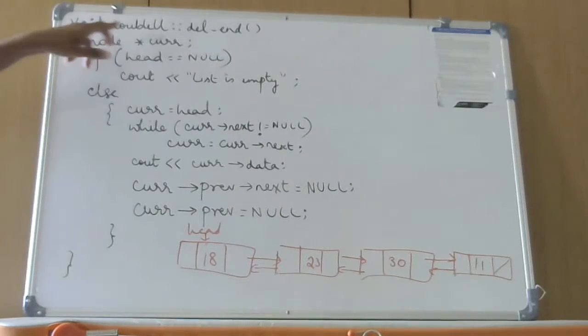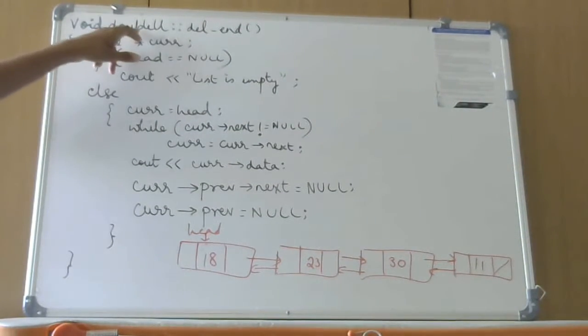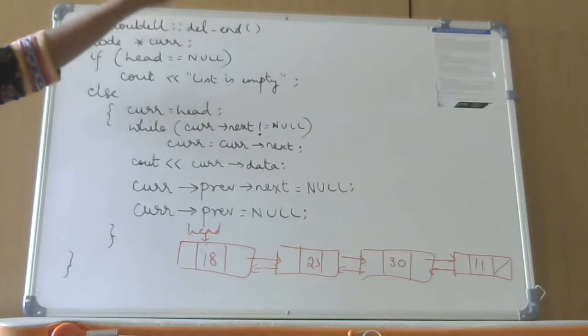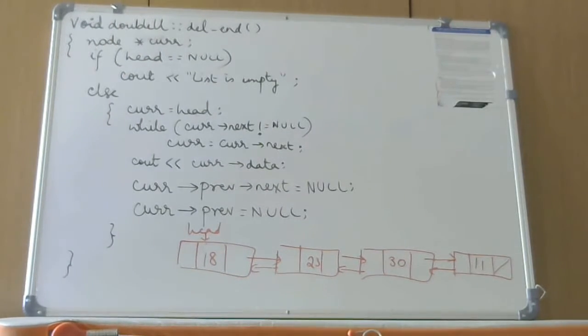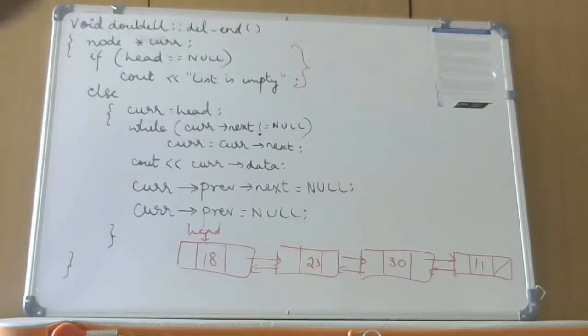We have declared the doubly linked list class as double LL, and delete end is the function. Now we are trying to delete a node at the end. Again, you have to check if the list is empty. How do you check that? Head is equal to null. If head is equal to null, then the list is empty and deletion is not possible.